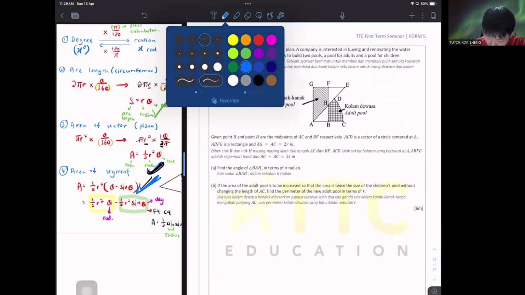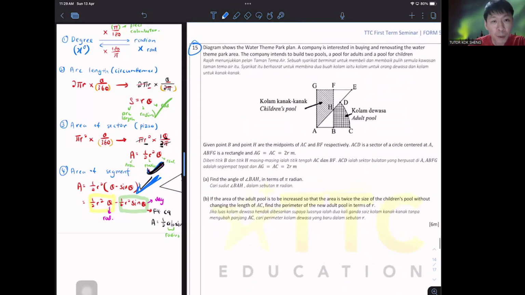Okay, 15 here. The graph shows the water theme park plan. Okay, this is the plan here. A company is interested in buying and renovating the water theme park area. Now the company intends to build two pools, a pool for adults and a pool for children. You can see the picture here. The children's pool looks like a trapezium. The adults' pool, don't know what to call this. Okay, never mind.